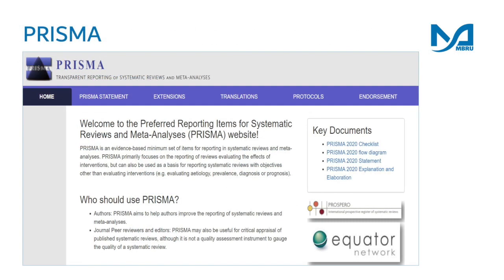Preferred reporting items for systematic reviews and meta-analyses, or PRISMA, is another important standard for systematic review. PRISMA is an evidence-based minimum set of items for reporting in systematic reviews and meta-analyses. PRISMA primarily focuses on the reporting of reviews evaluating the effects of interventions, but can also be used as a basis for reporting systematic reviews with objectives other than evaluating interventions.